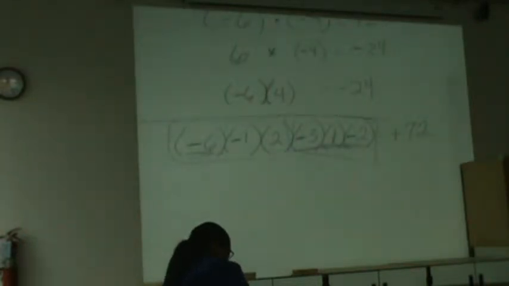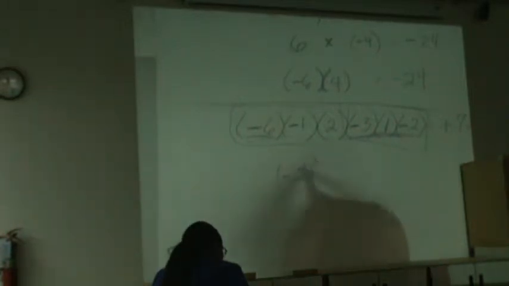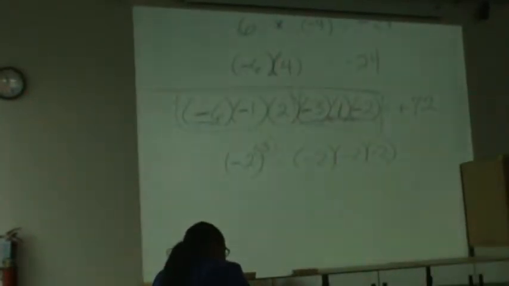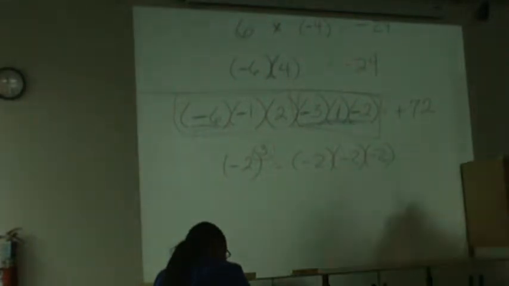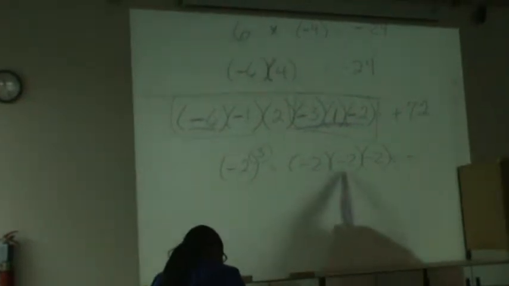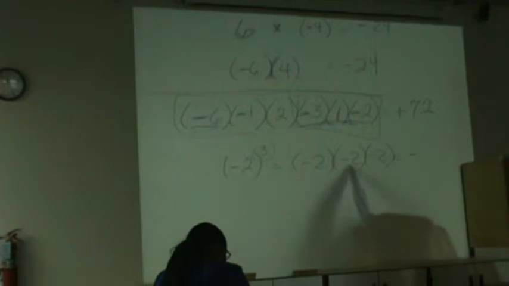Okay, how about if we have a negative to an exponent? Let's say we have -2 to the 3rd power. That exponent means you do it times itself this many times, right? So that means -2 times -2 times -2. What's the sign going to be? Negative. The number? Not 6, right? 2 times 2 is 4, times 2 is 8.